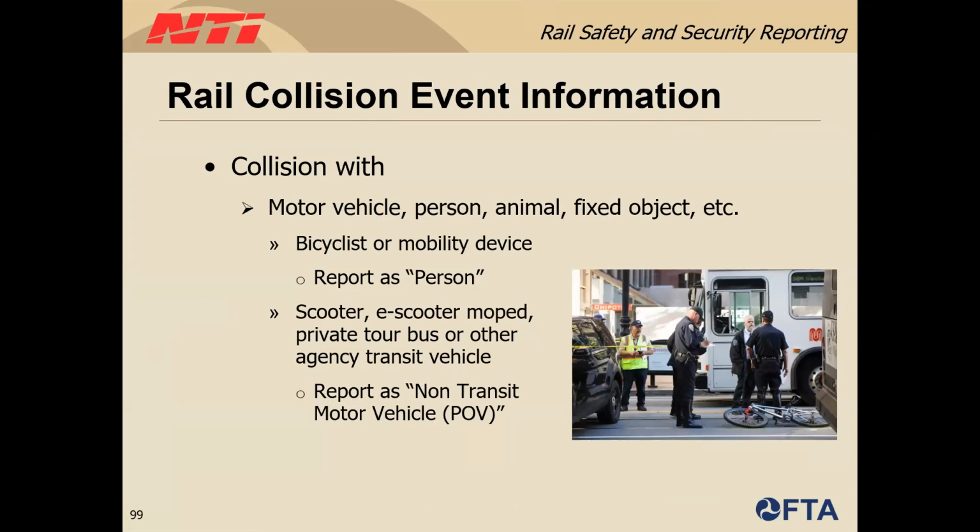For the collision with selection, indicate what the train collided with, such as another vehicle, a person, an animal, a fixed object, whatever the case may be. A collision with a bicyclist, pedicab, or a person in a wheelchair is always reported as a collision with a person. Scooters, mopeds, motorcycles, school buses, and dump trucks are all reported as a collision with a non-transit motor vehicle. Only use the other selection on this form when no other selection presented is appropriate.